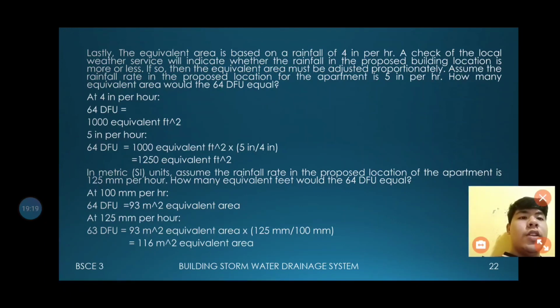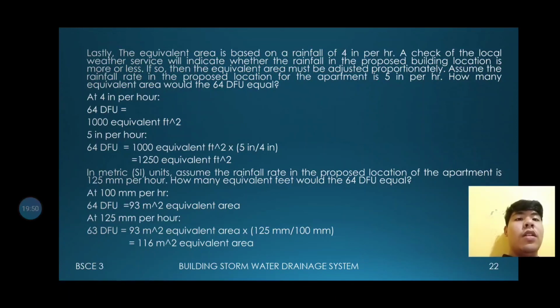Then, lastly, the equivalent area is based on a rainfall of 4 inches per hour. A check of the local weather service will indicate whether the rainfall in the proposed building location is more or less. If so, then the equivalent area must be adjusted proportionately.